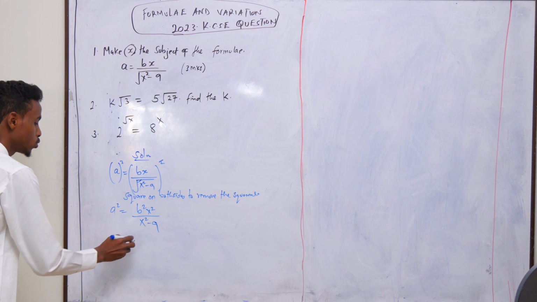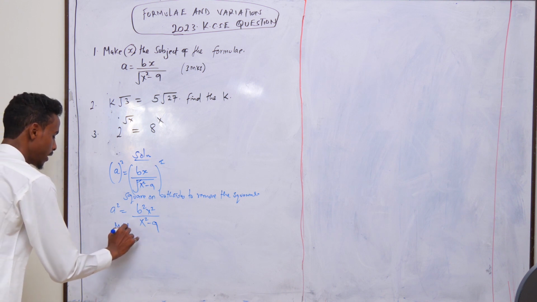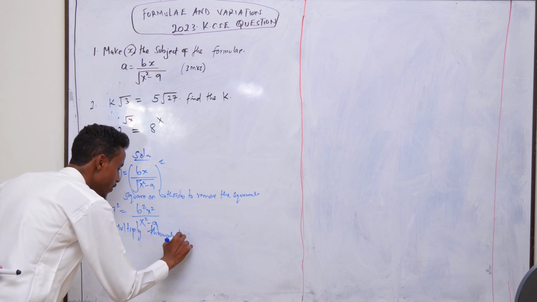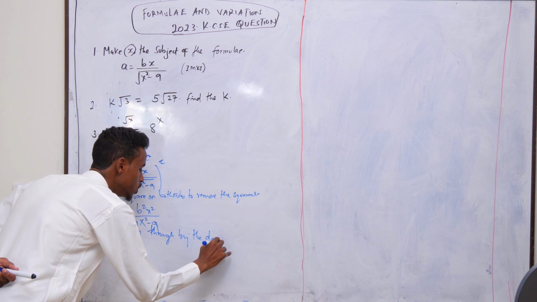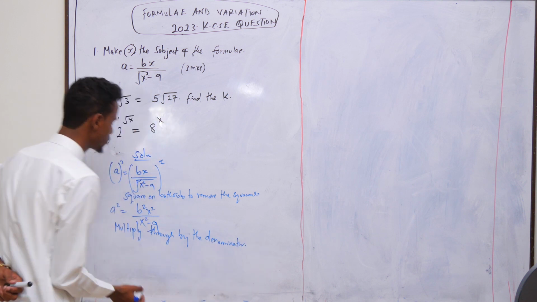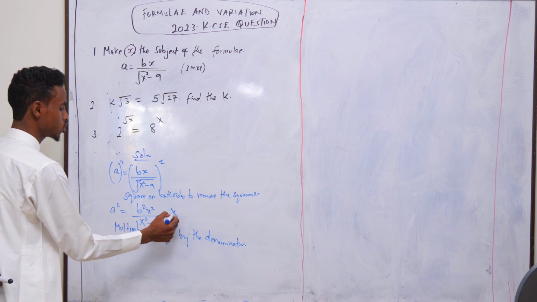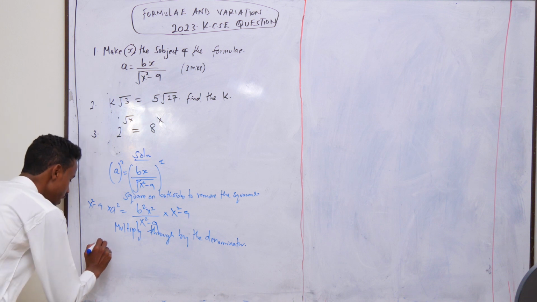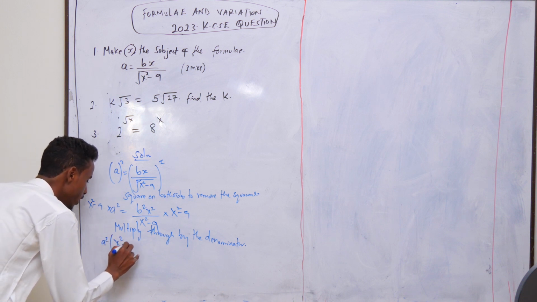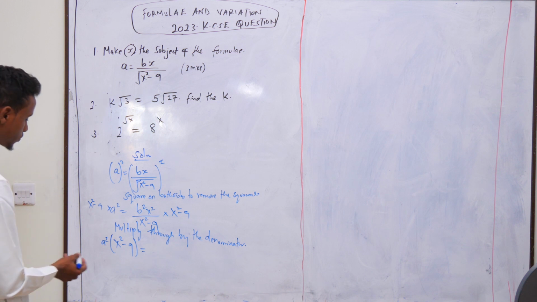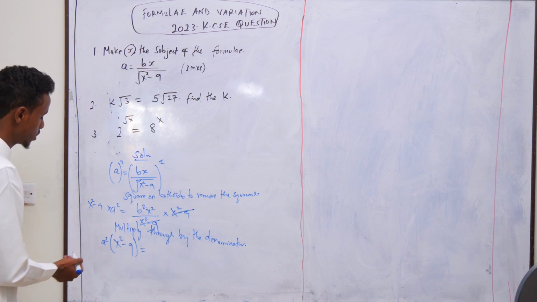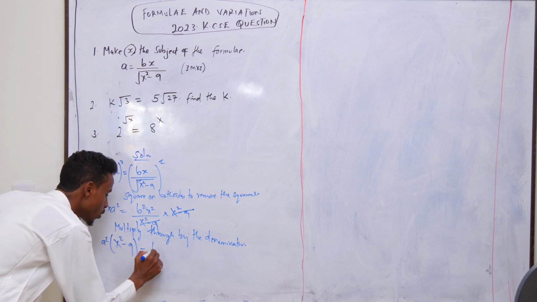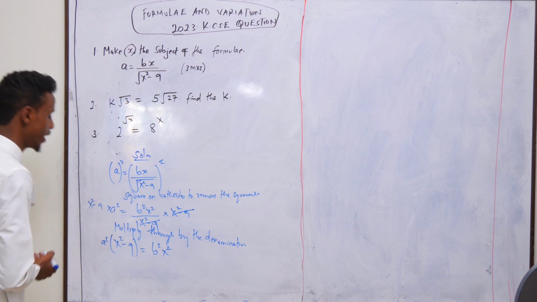Now multiply through by the denominator. Multiplying through by the denominator x squared minus 9, you're going to get a squared into bracket x squared minus 9 is equal to b squared x squared out of x squared minus 9 times x squared minus 9, and this one will cancel out. A squared into bracket x squared minus 9 is equal to b squared x squared.